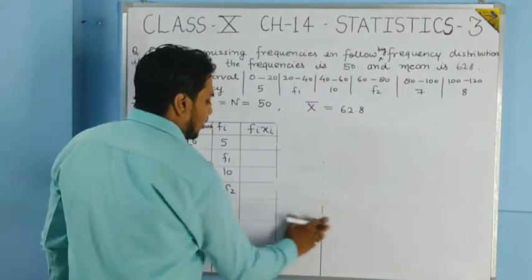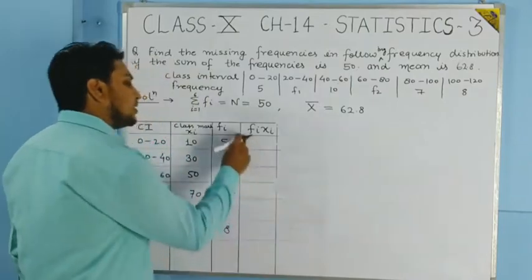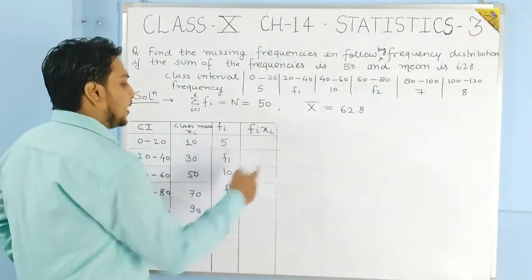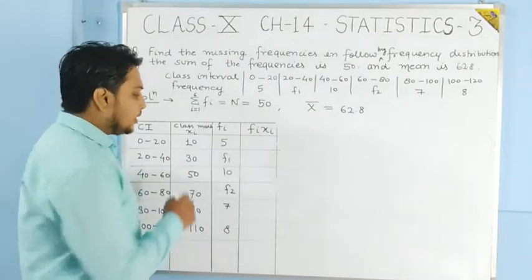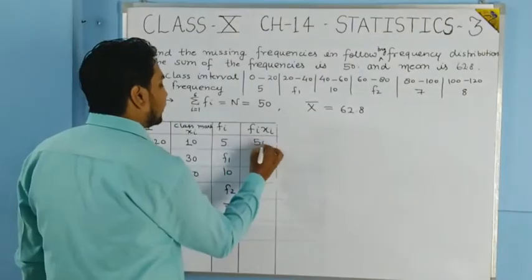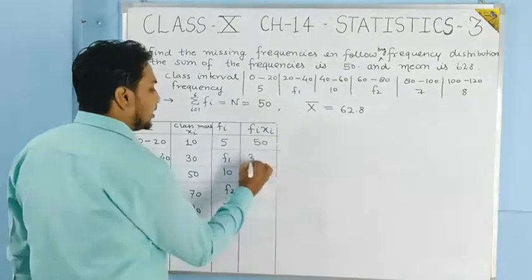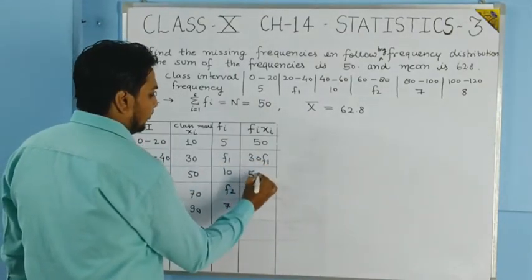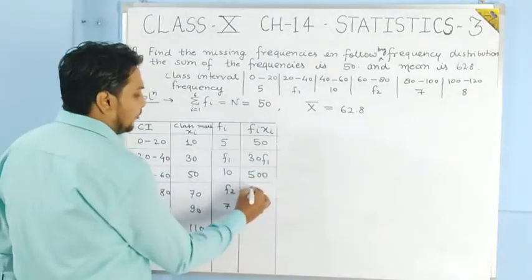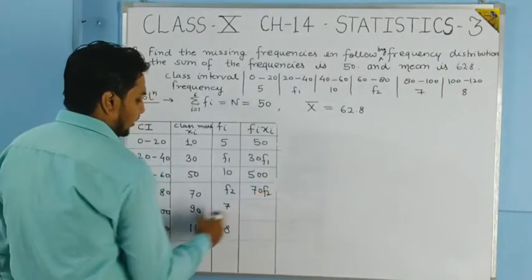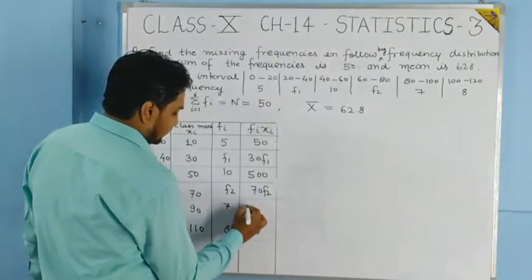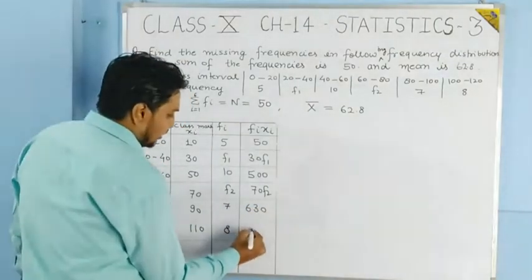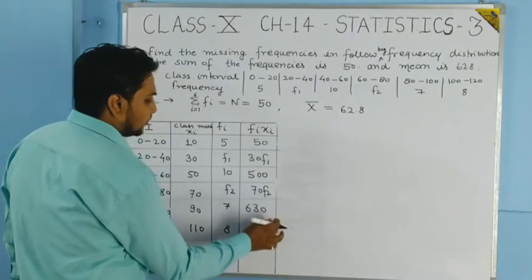In direct method we have to find what? Sigma of FiXi and sigma of Fi. So students, if we multiply it, then what will we get? We will get 10 fives, that is 50. 30 into F1, that is 30 F1. 50 into 10, that will be 500. 70 F2. 90 into 7, 630. And then 110 into 8, that is 880.